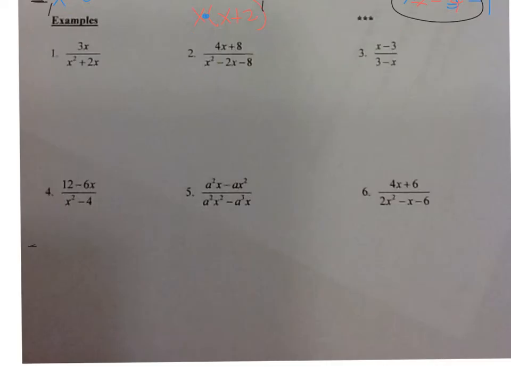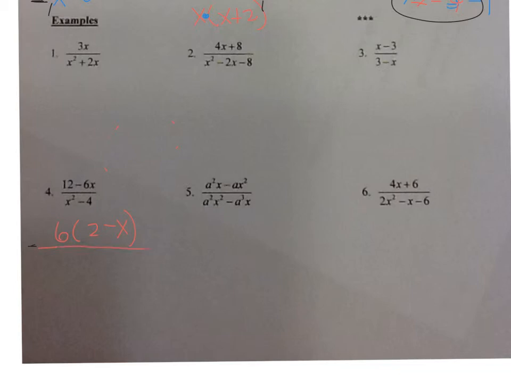Okay, so look at number 4. I have 12 minus 6x. So I actually have a GCF. The GCF is 6, so that would be 6 times 2 minus x. Make sure you keep it in the right order. It's 2 minus x. You cannot write this as 6 times x minus 2. That would be different. So make sure you write it the correct way. It's 6 times 2 minus x.